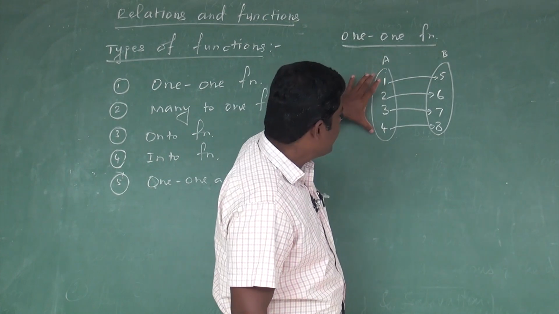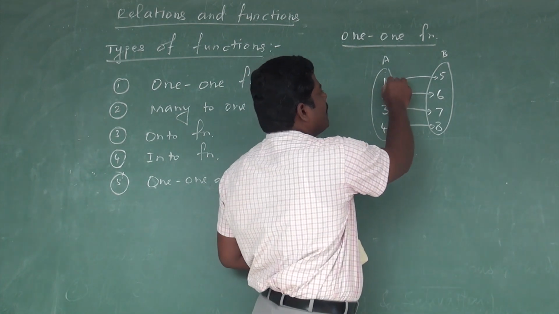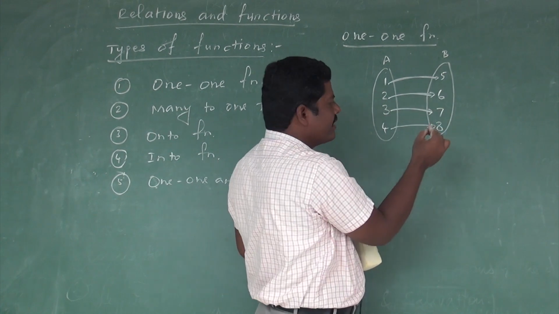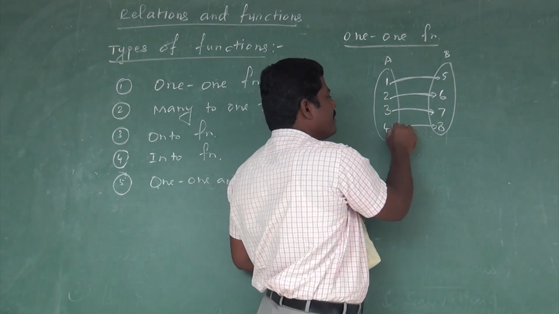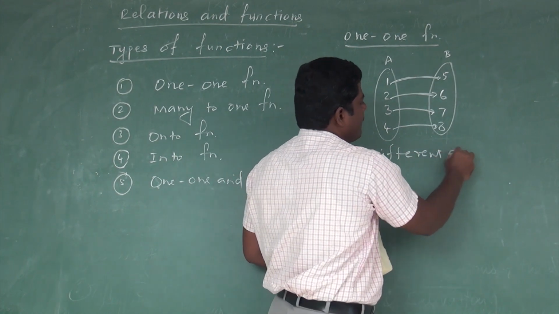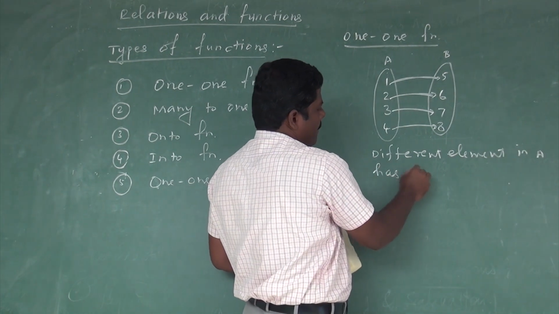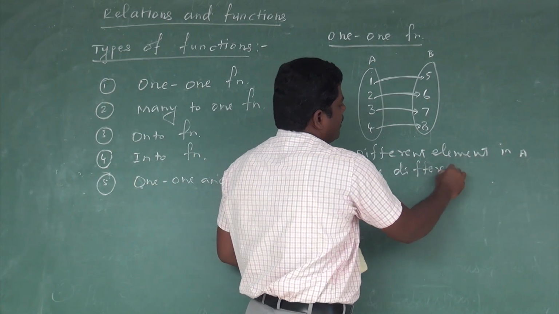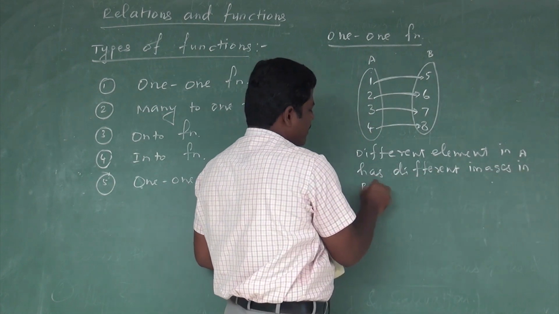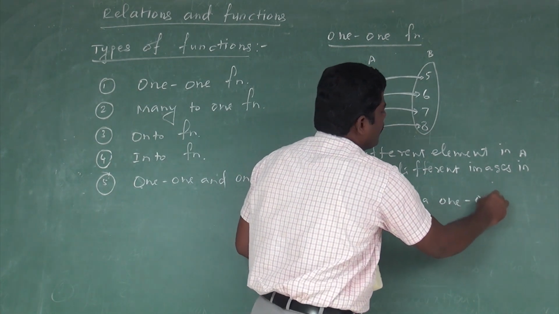Different elements in A have different images in B, therefore it's a one-to-one function. So 1 is mapped with 5, 2 is mapped with 6, 3 is mapped with 7, and 4 is mapped with 8. Different elements in A have different images in B, therefore it is a one-to-one function.